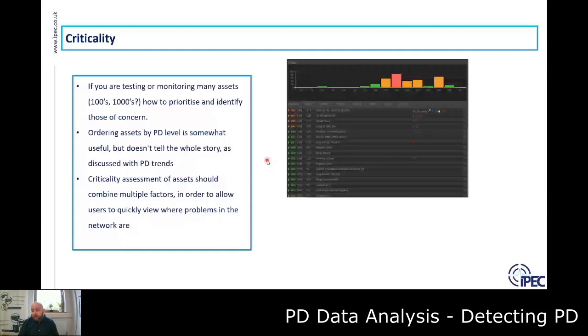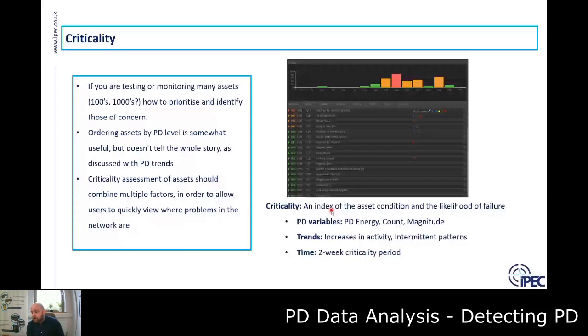Criticality is an index of asset condition and the likelihood of failure. And it combines a number of variables. The main aim of this is to combine different factors and very quickly, as a user, be able to look at all the different assets you're monitoring and identify where to target your resource, where to target your action and your next step. So IPEC's criticality is a score between 0 and 100.